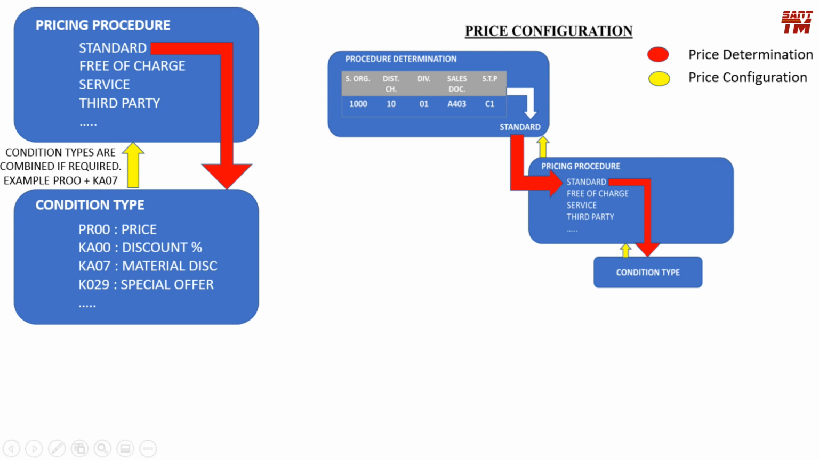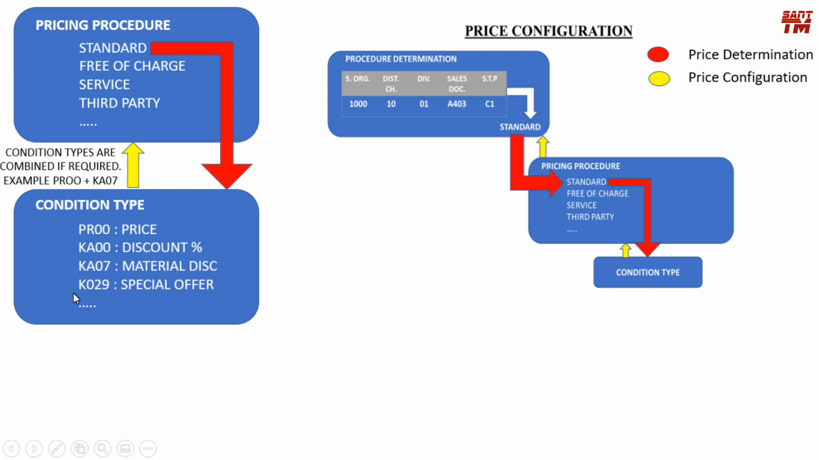Some employees have already assigned these condition types to these pricing procedures. For example, the standard pricing procedure carries PR00 plus KA07. That means PR00 price and KA07 material discount. These two condition types have been assigned to the pricing procedure. Some employee of the SAP SD have already assigned these condition types to the standard pricing procedure. Some employees might have defined some other condition types for free of charge pricing procedure. Some employee might have allocated the condition types to service pricing procedure. Some condition types must have been previously allocated to third party.